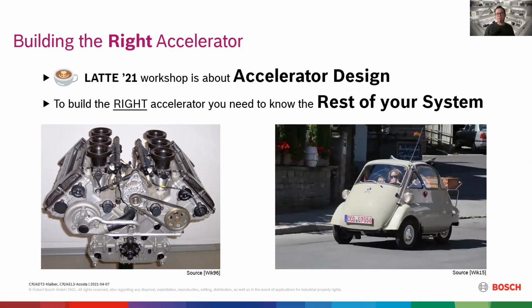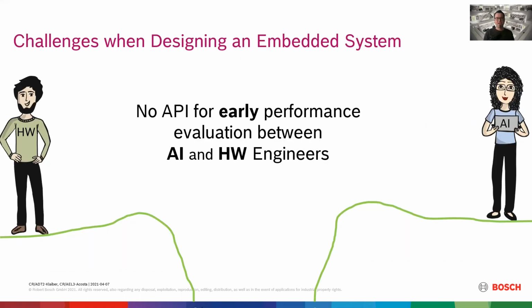But what if the system or the car you have to build looks similar to this? Certainly the engine on the left side would not be the right choice for a number of reasons. So what is the gap between hardware engineers and AI engineers that I'm talking about?